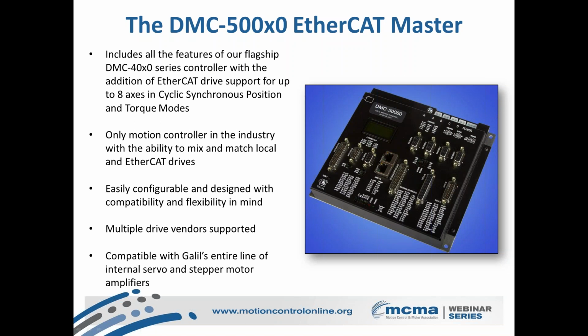The EtherCAT 50,000 master is the only motion controller in the industry with the ability to mix and match local and EtherCAT drives. The 50,080, for instance, can be configured with up to 4 axes of local control, so standard analog control signals and encoder feedback, and up to 8 EtherCAT drives. And those can be swapped out at any time. Your A axis can be a local drive, and with a couple of commands you can switch it to an EtherCAT axis.